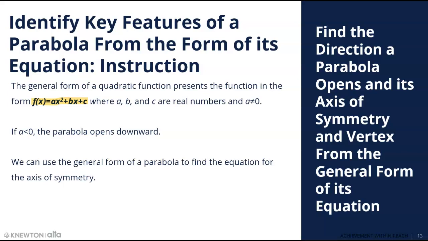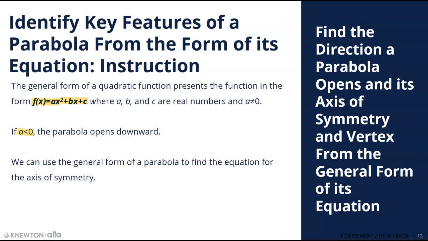Now there are key features of a parabola that you can get by just looking at the equation of the parabola. If the coefficient of x squared is negative, that is less than 0, then we have a parabola that opens downward. Similarly, if a is positive, or greater than 0, we have a parabola that opens upward.